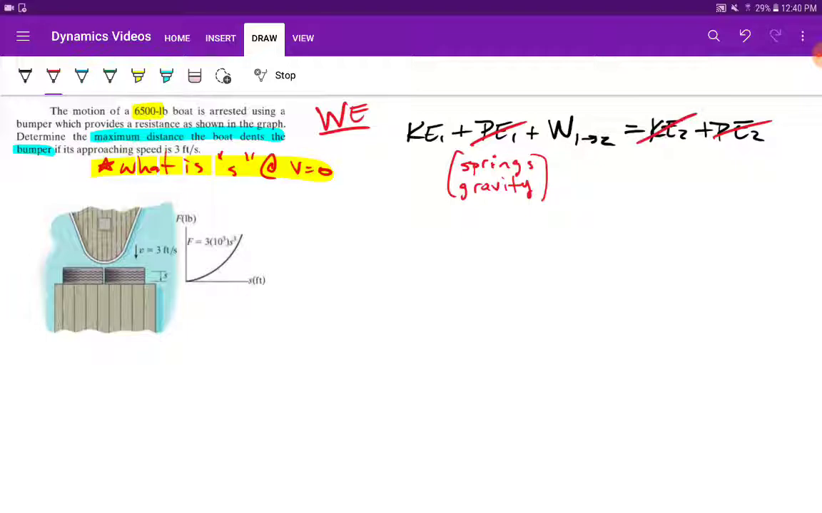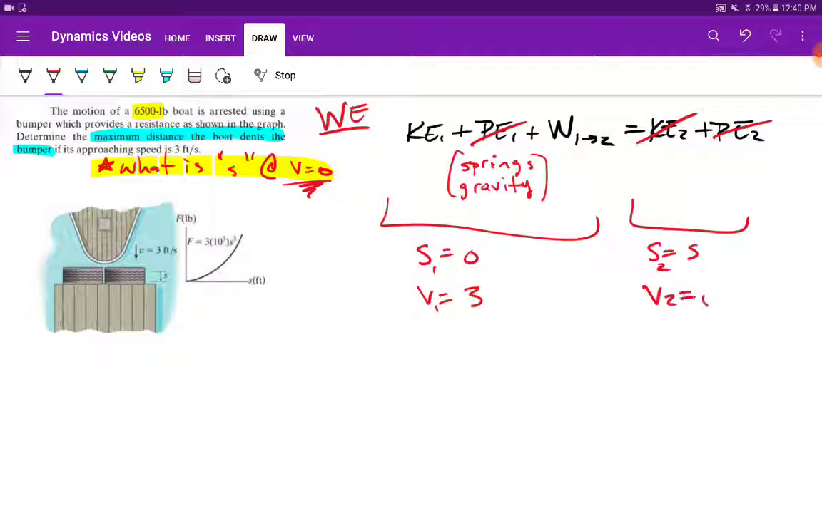The kinetic energy is going to go to zero. Why? Because I said, what is S at V equals zero? Well, if you think about it, in the beginning, on the left side of the equation, S equals zero. On the right side of the equation, S equals some value. So S1 and S2. But the first velocity is 3, and the second velocity has to be 0. Kinetic energy is given as 1/2 mv squared. If the velocity is 0, then the kinetic energy at the final is going to be 0. So what I'm left with is this.